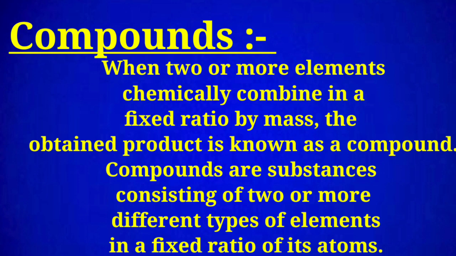Compounds. When two or more elements chemically combine in a fixed ratio by mass, the obtained product is known as a compound. Compounds are substances consisting of two or more different types of elements in a fixed ratio of their atoms.